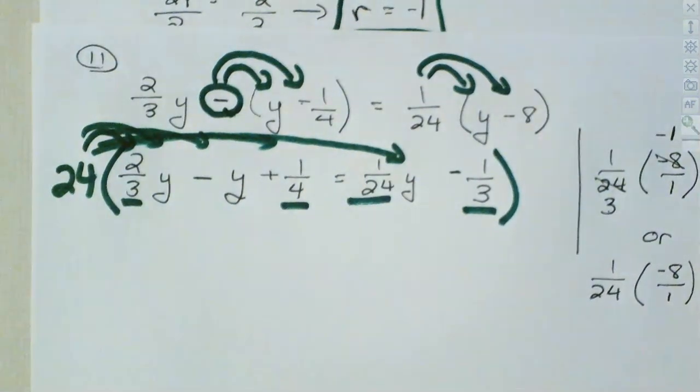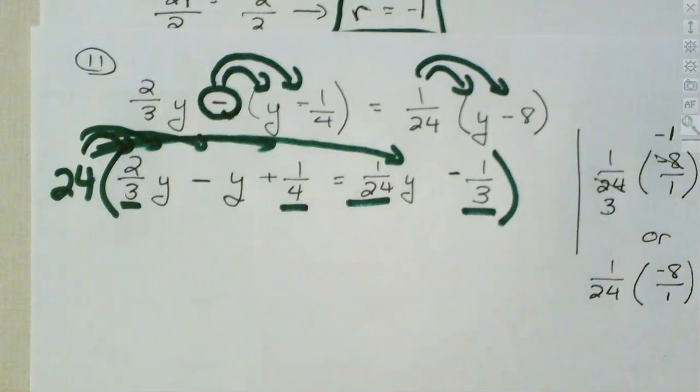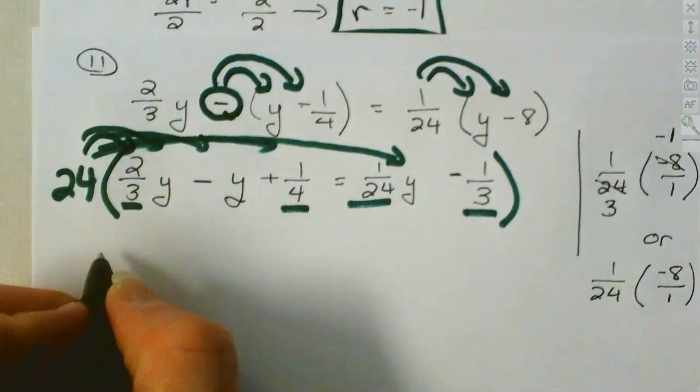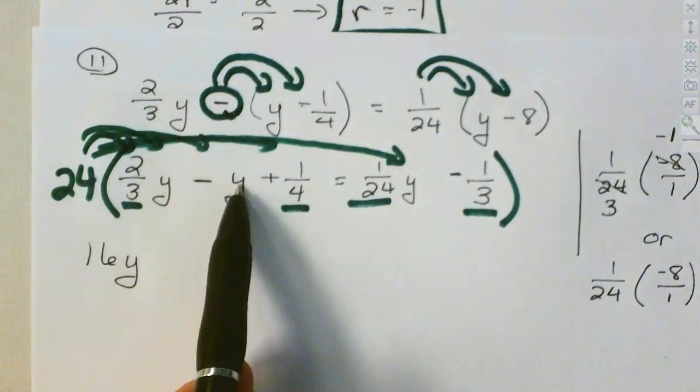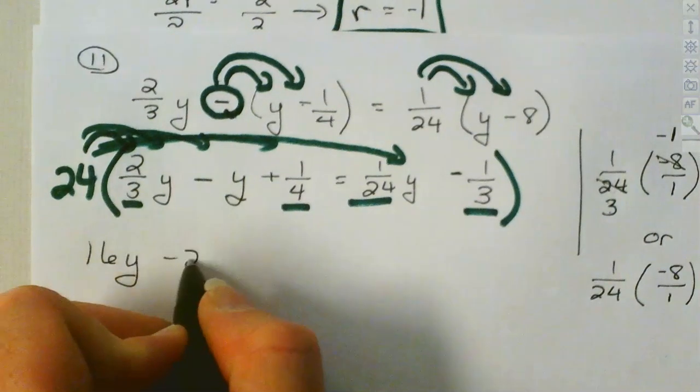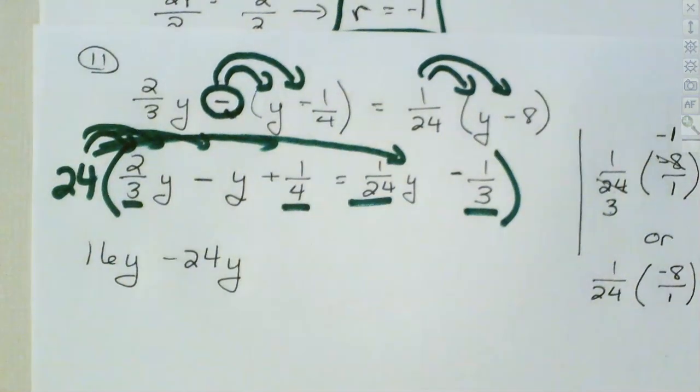So let's see what we've got. 24 divided by 3 is 8, and 8 times the 2 on the top makes it 16y. Then 24 times a negative y is a minus 24y there.